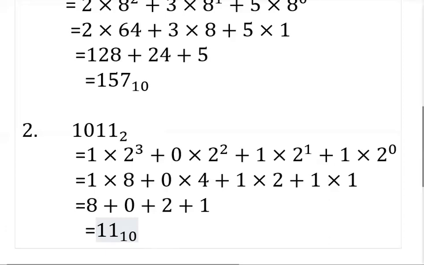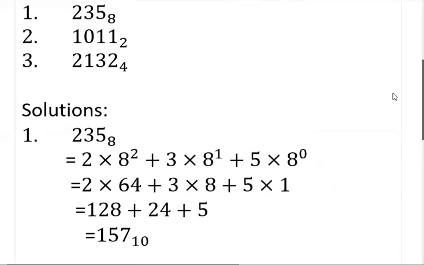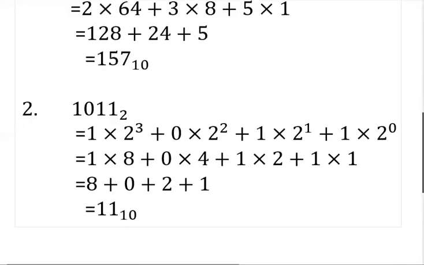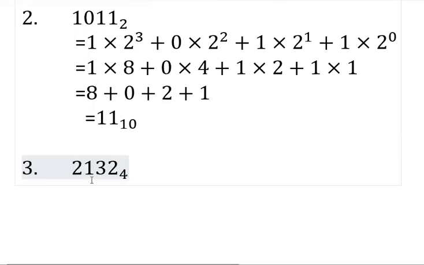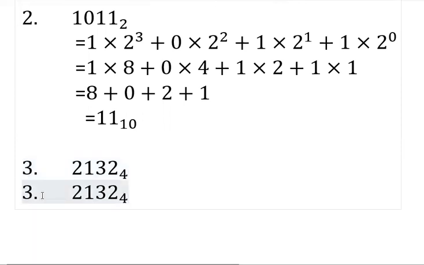So let's get the last question. 2132 in base 4. We have to convert to what? Base 10. So if you have any number in any base, to convert it to base 10, this is the method. Very easy, simple, and straightforward. Awesome. This one is also a 4-digit number in base 4. We have to convert to what? Base 10. Now, using the same method, let's begin with this.